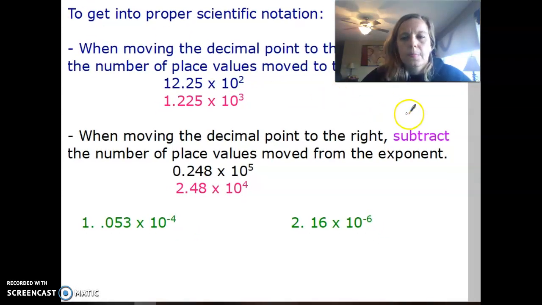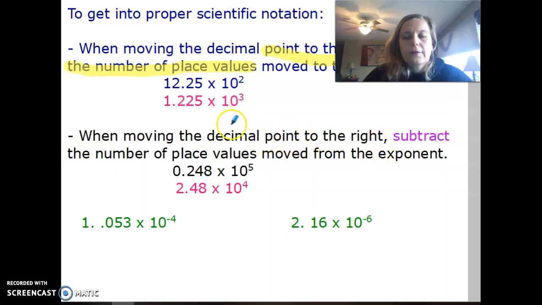sorry about that. If we want to get this in proper scientific notation, we need to get the decimal point on 12.25 in between the 1 and the 2. As you can see, we moved our decimal 1 to the left. If we're going to move to the left, that means we have to add the number of place values. So we took 2 plus 1, which gave us 3.